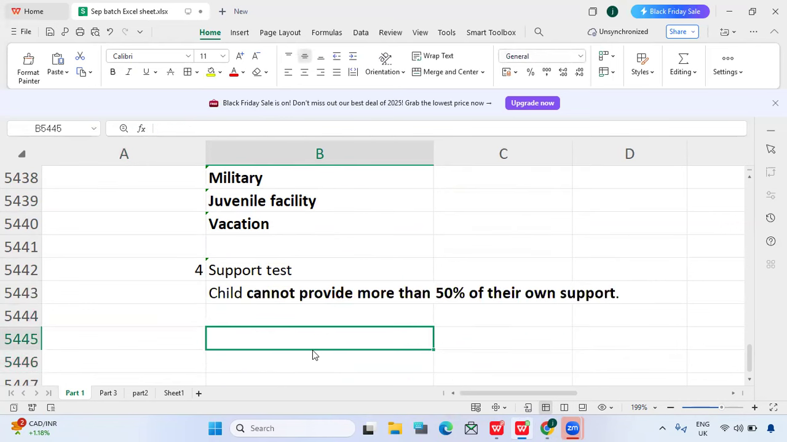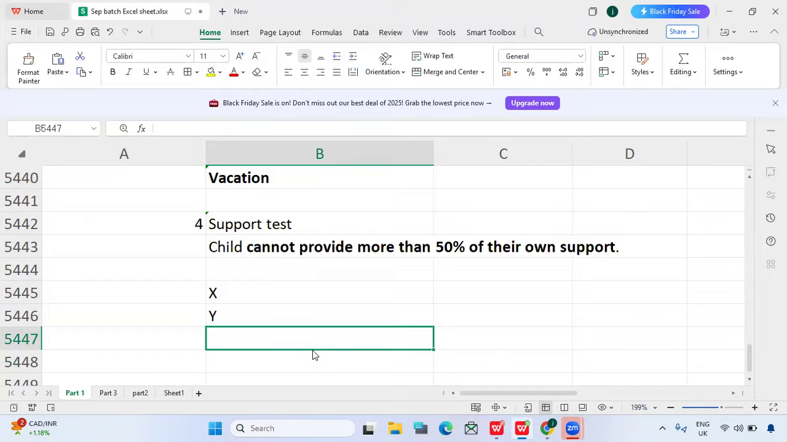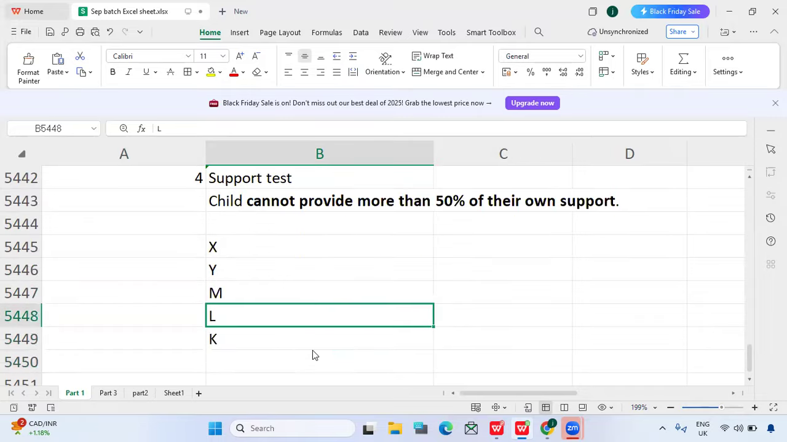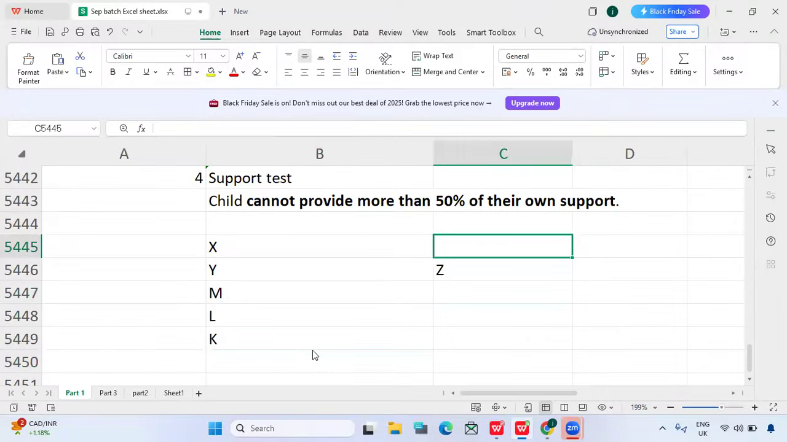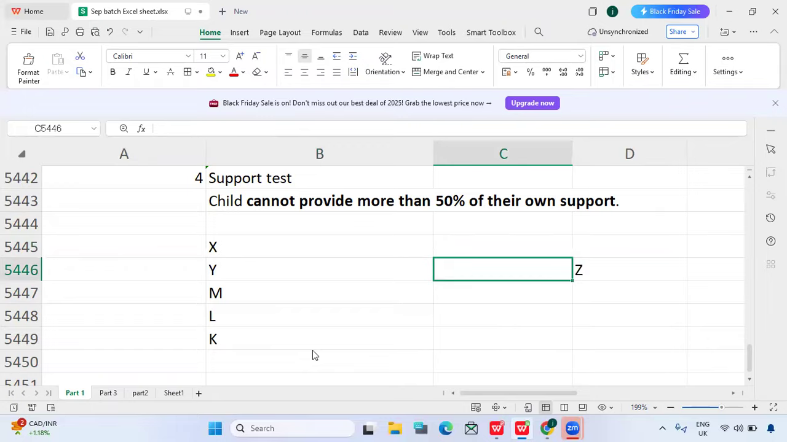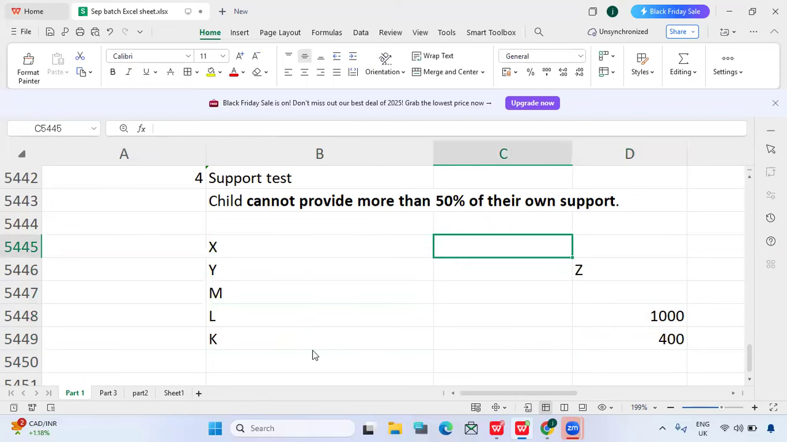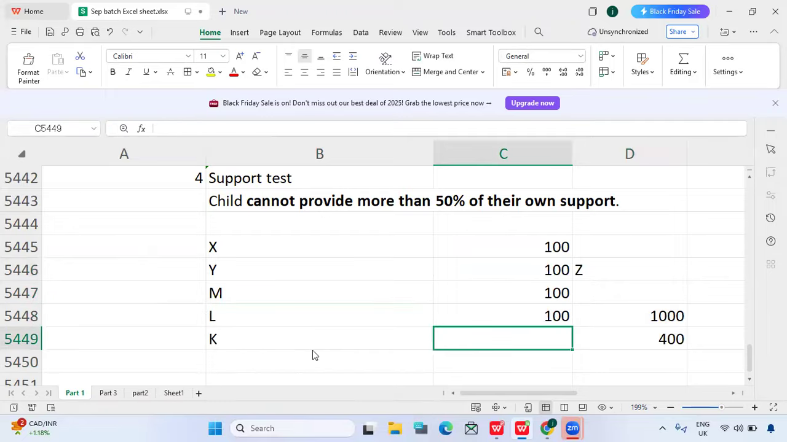So that means, like, we have Mr. X, Y, and M, L, K. And we have Z, who is a child of X and Y. Now for Z's support test purpose, let's say Z's total expenses are $1,000, out of which Z had earned income of $400. So the rest, 600, he required, right? Of the rest 600, X has given $100, Y $100, M $100, L $100, and K $200.